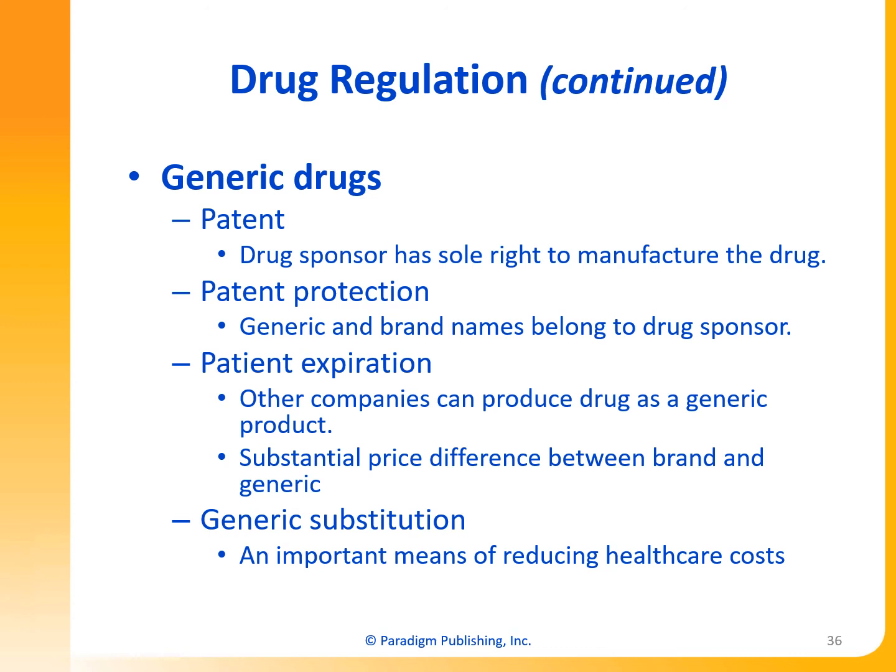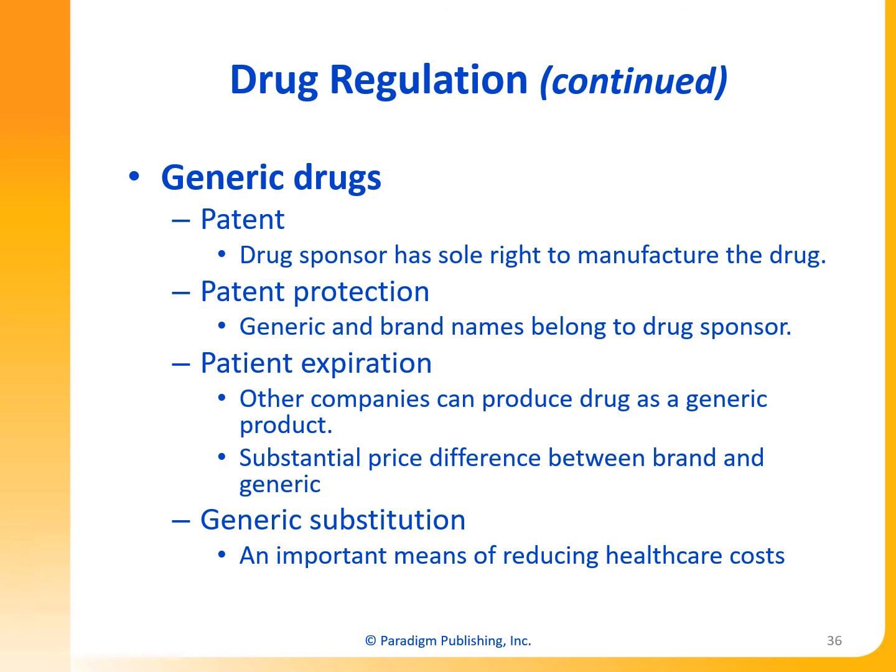So there's generic drugs. Let's see, the patent is a drug sponsor has a sole right to manufacture the drug. For example, Prilosec is the brand name for omeprazole. So when the patent ran out for Prilosec, the generic was then available. So the generic of omeprazole was still available even with a prescription. Several years later, once the patent expiration had passed, that's when it actually went over the counter.